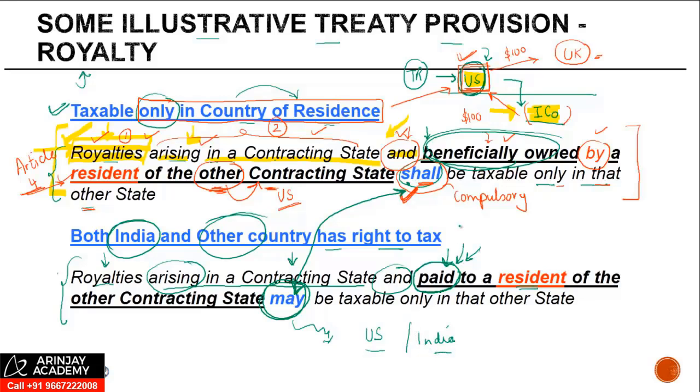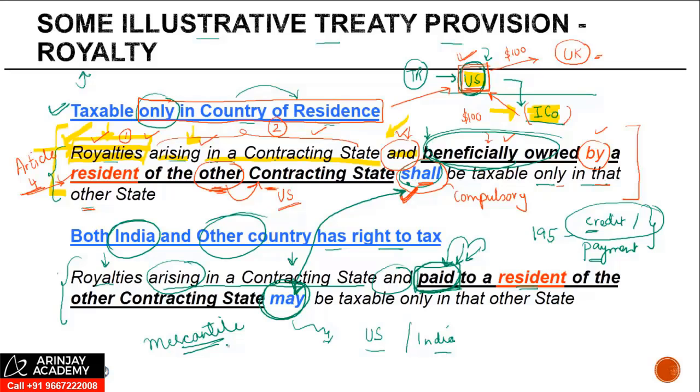Right? Now let's come to this word paid. What's the significance of this? If you recall under section 195, when an Indian company or a person makes a payment to a non-resident, they have to deduct at the time of credit or payment, whichever is earlier, right? So if credit precedes payment, the withholding tax provision applies at the time of credit. Even otherwise, under the Income Tax Act, for a company and many forms of assessee, the taxation is triggered on the basis of mercantile system of accounting, right? But we know that the provision of Act or treaty, whichever is more beneficial to the non-resident, should apply.